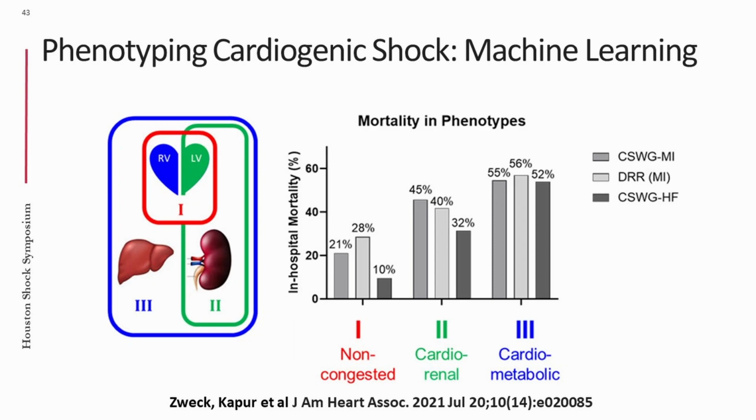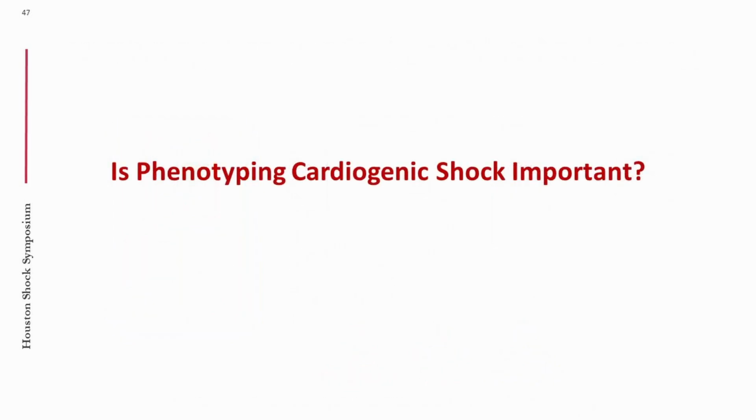phenotypes, one being non-congested, where there's really not significant elevations of wedge or CVP, then the cardiorenal, where we have elevations of CVP and we start to see significant dysfunction of renal function, and then the cardiometabolic, which is kind of the longer term patients in shock. We see progressive increases in mortality depending on these three phenotypes. And again, especially in group 1 and group 2, we see the difference between AMI and heart failure shock.